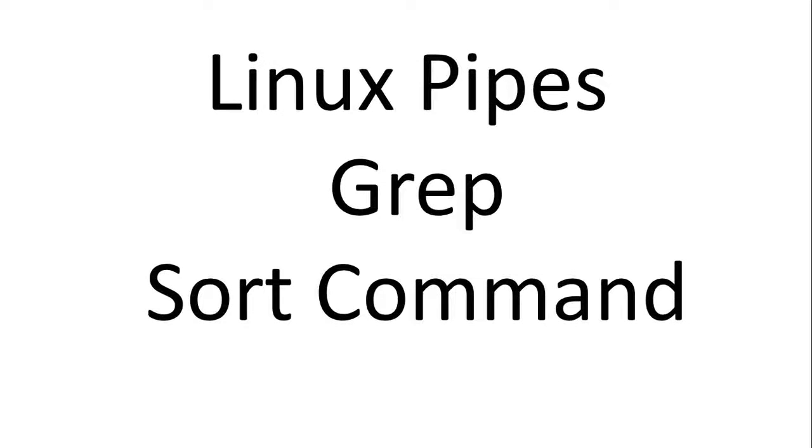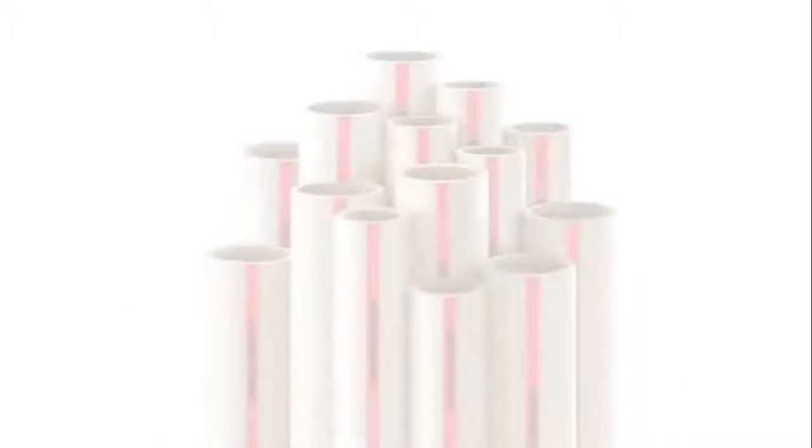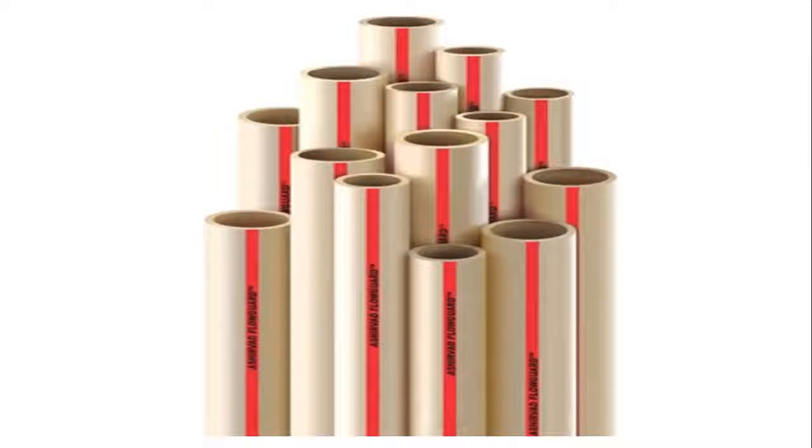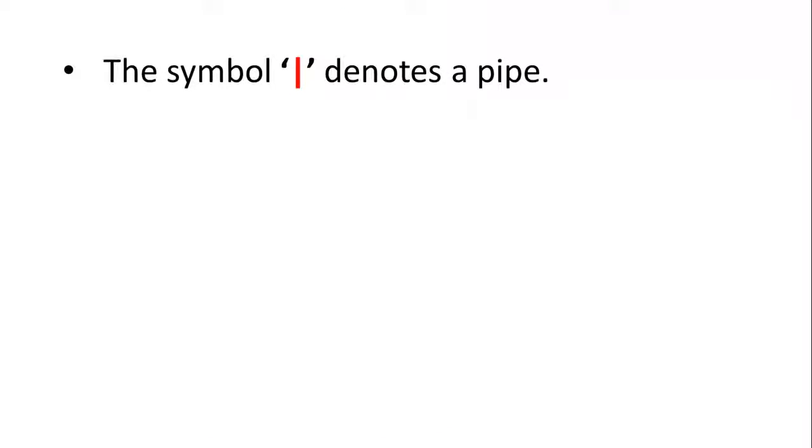Welcome to the video tutorial on Linux pipes, grep and sort command. If you are new to Linux, you might wonder what role do pipes play in running the operating system. Well, they are not the real pipes that you have in mind. The symbol | denotes a pipe in Linux.